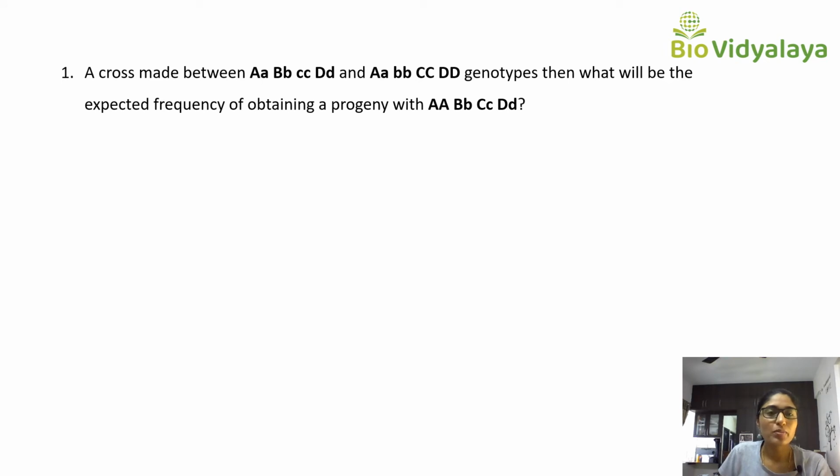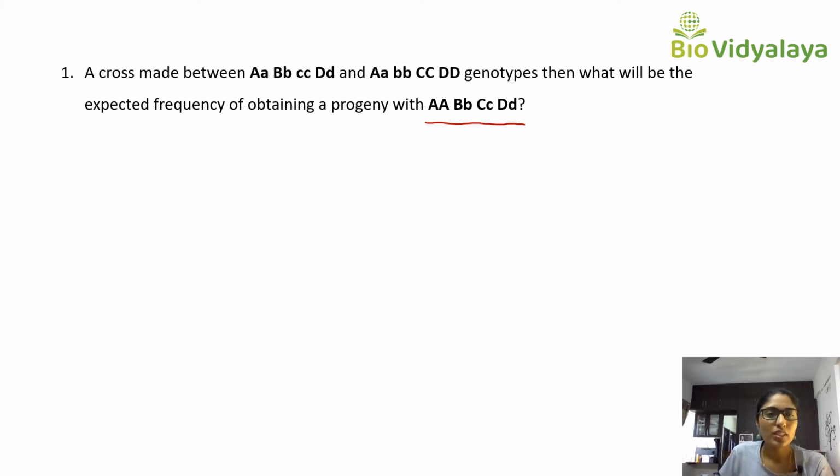A cross is made between capital A, capital B, small c, capital D, small d, and capital A, small b, capital C, capital D genotypes. Then what will be the expected frequency of obtaining progeny with capital A, capital B, capital C, capital D, small d?